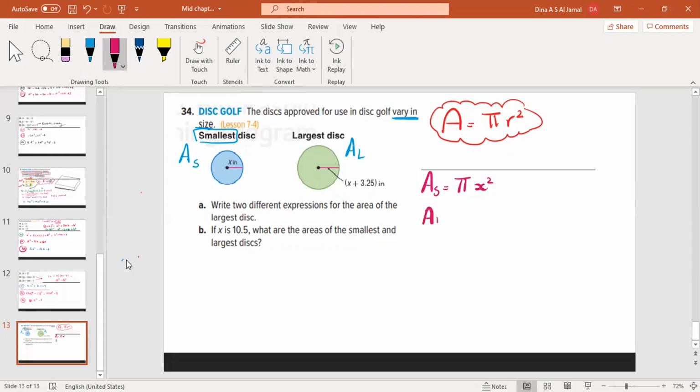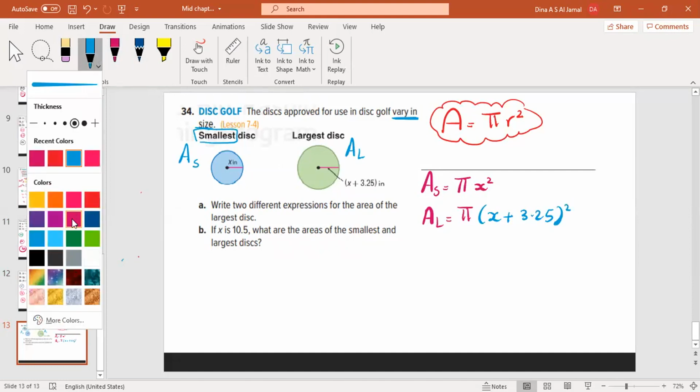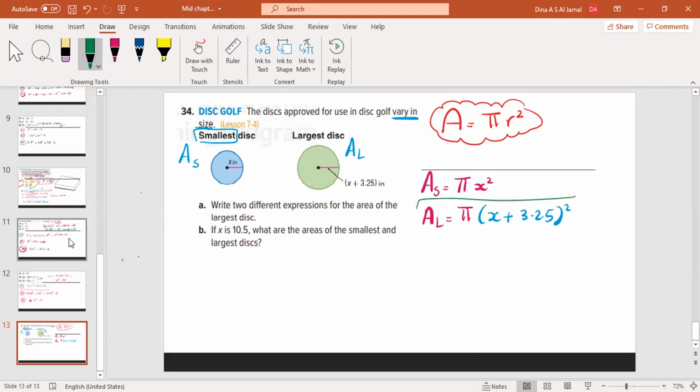Now the largest. You are having pi, but your radius is x plus 3.25 all squared. So now this is your first form. So this is form 1, because he would like you to write two different expressions. So this is the first form, and the second form is what we just discussed.